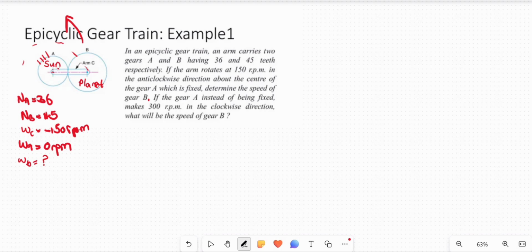You now know why, because I explained it before. Which gear is your planet? Gear B. Where's the arm? It's labeled C. What kind of gear train is this? It's an epicyclic gear train. Enough of the blah blah blah. Now let's go on to how you actually do the analysis.